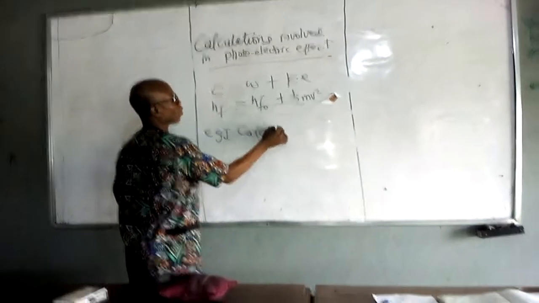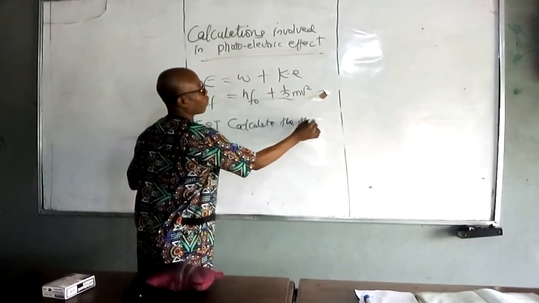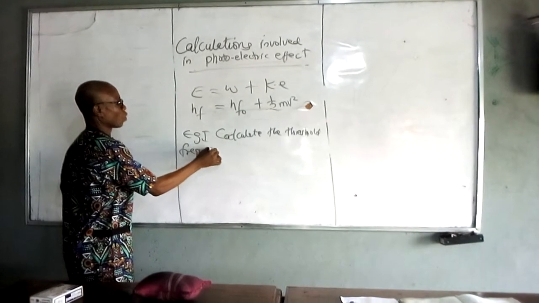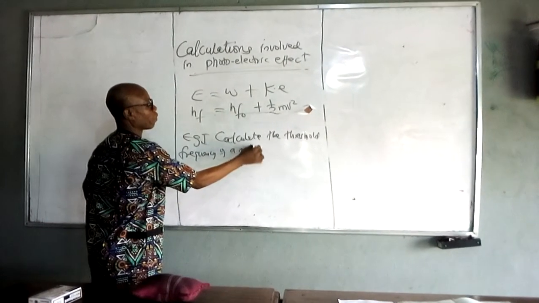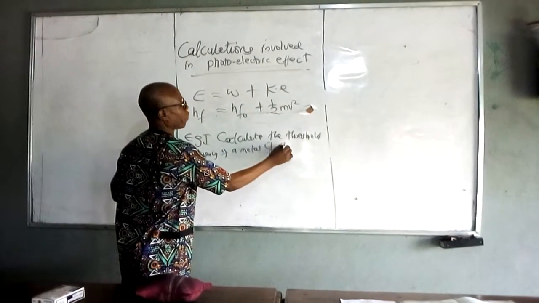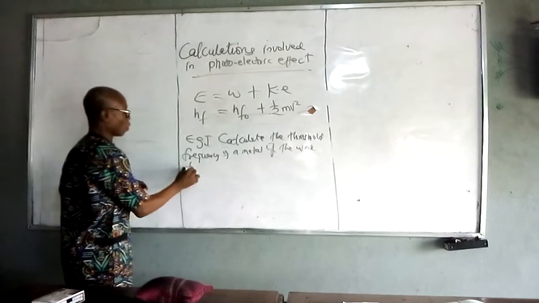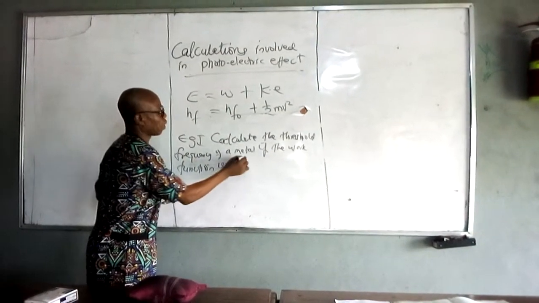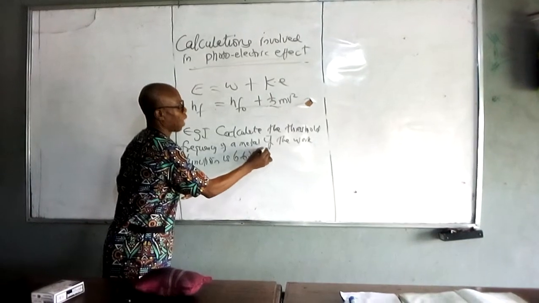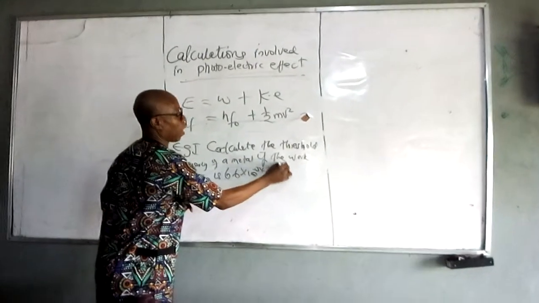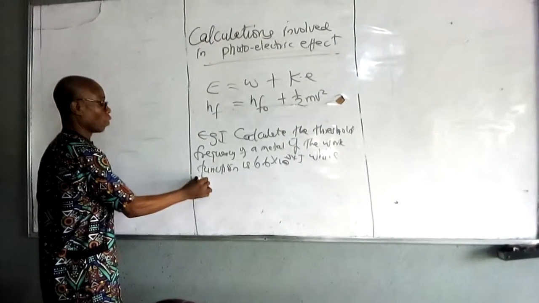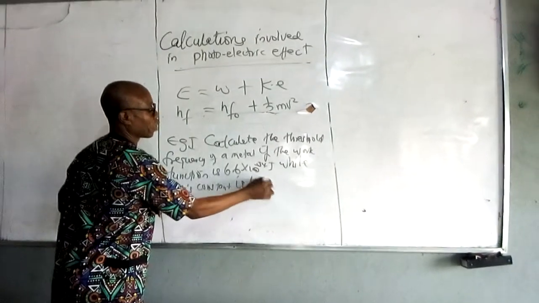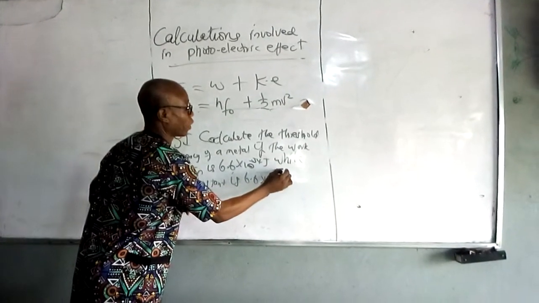Calculate the threshold frequency of a metal if the work function is 6.6 times 10 raised to power minus 34 joules, while Planck constant is 6.6 times 10 raised to power minus 34 joules second.